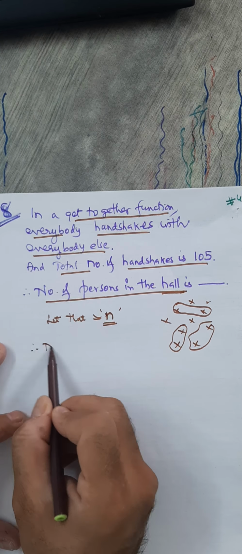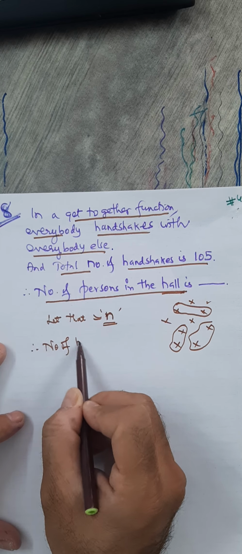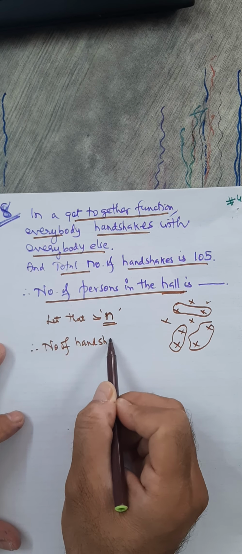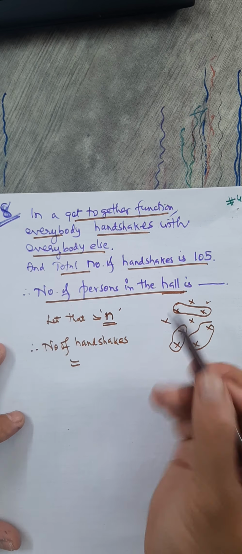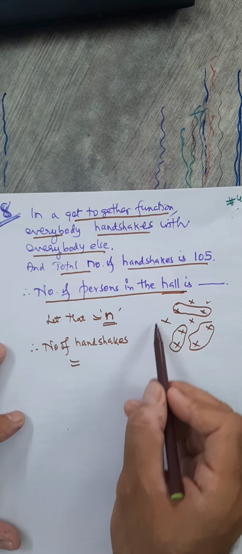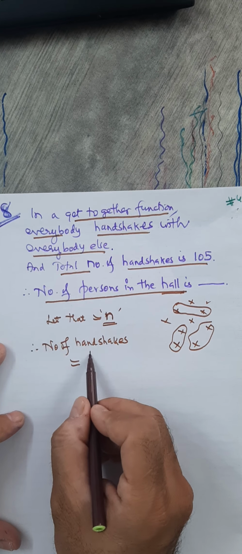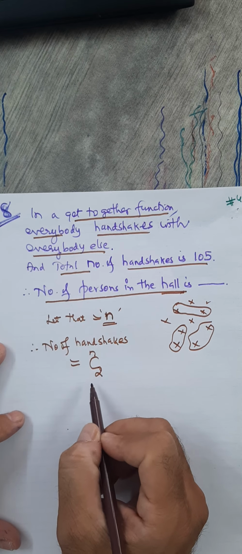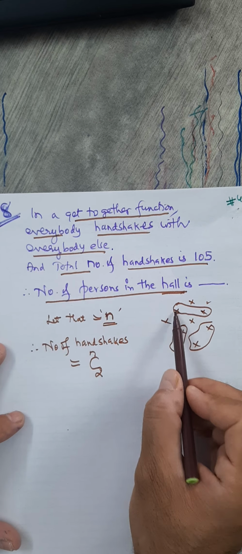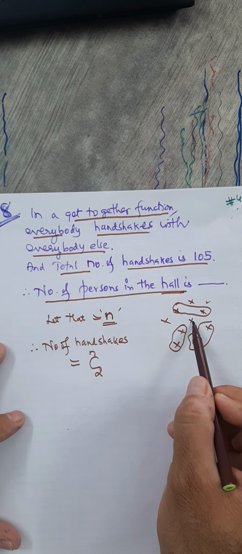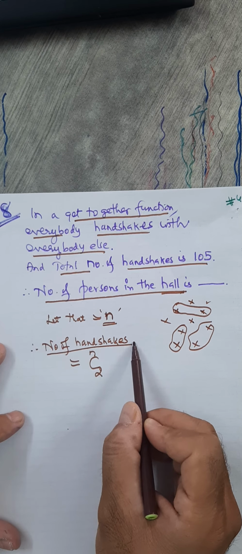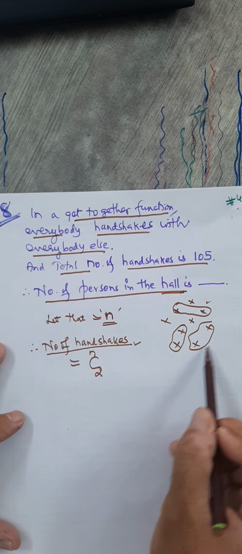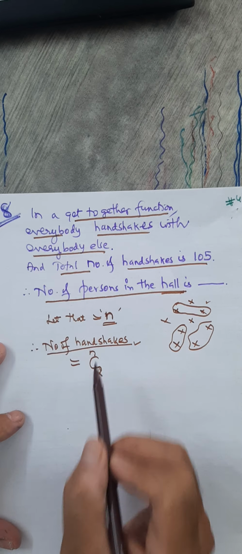So therefore number of handshakes, when a handshake is possible, if you select any 2 out of n, how many ways can 2 out of n be selected? nC2 ways. If I take these 2, 1 handshake is possible. If I take these 2, 1 handshake is possible. So therefore total number of handshakes is nothing but the selection of 2 out of n.